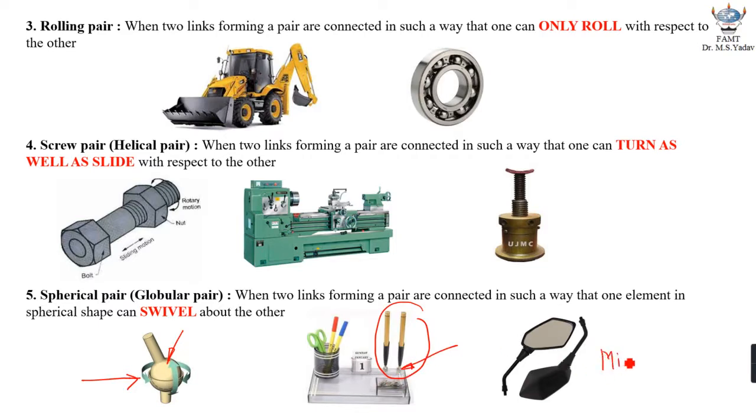This is another practical example, which is the mirror of a bike. Depending upon your requirement, there is a spherical pair right over here. You can adjust the mirror in any direction. A spherical pair is also called a globular pair. There is another name given to it. So this is the first classification.